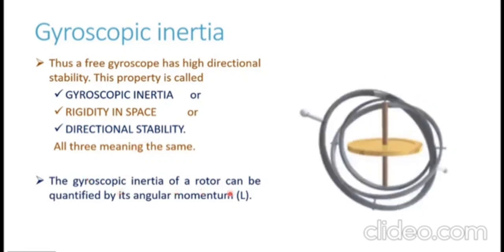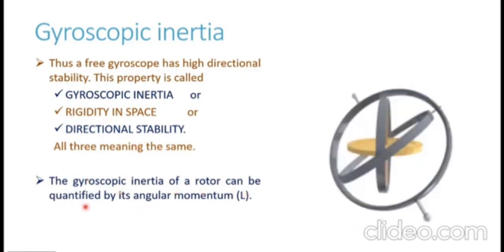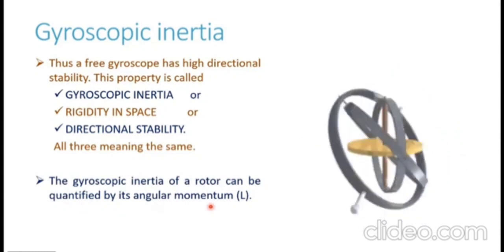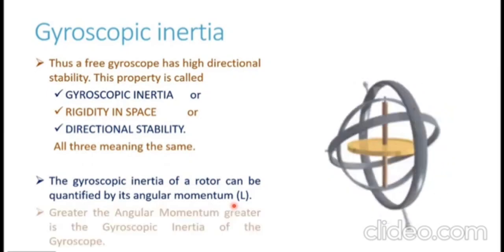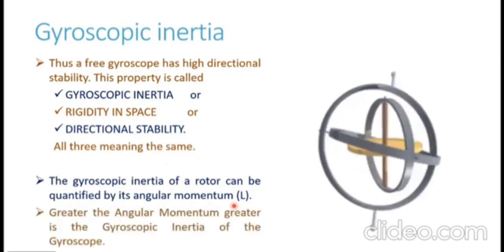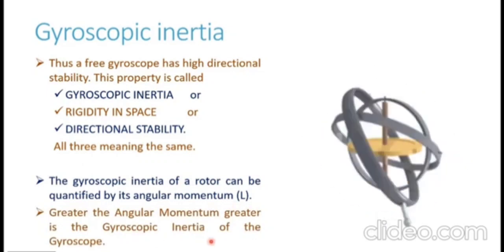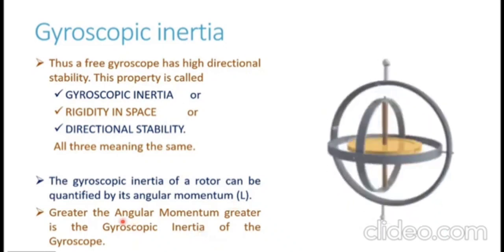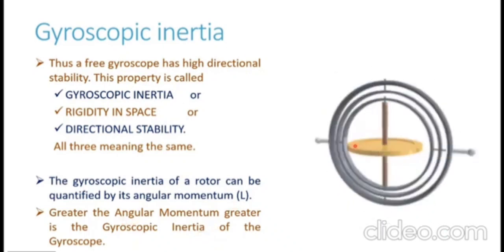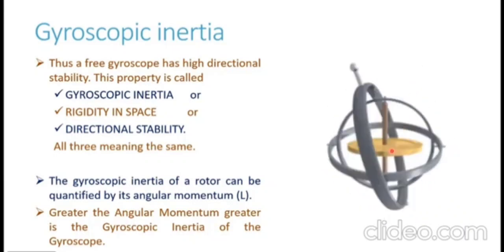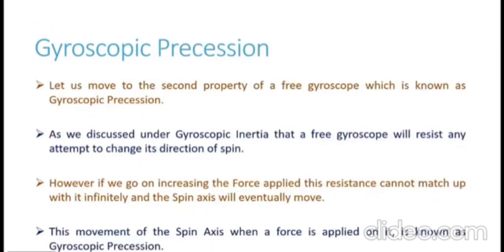The gyroscopic inertia of a rotor can be quantified. How much is the gyroscopic inertia of a particular rotor? It depends on its angular momentum. The greater the angular momentum of a rotor, the greater will be the gyroscopic inertia exhibited by the gyroscope. The angular momentum depends upon the mass of the rotor and the distribution of the mass. So the quantity, how much gyroscopic inertia is present in a force applied on it, is known as gyroscopic precession.